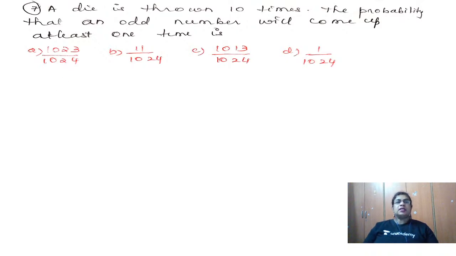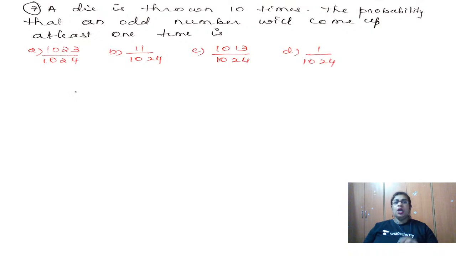Yes, so what is it? A die is thrown 10 times. So what is this binomial distribution and Bernoulli trial question? How many times is a die thrown? And the probability that an odd number will come up at least 1 time. That probability is asked for us to find out, right?